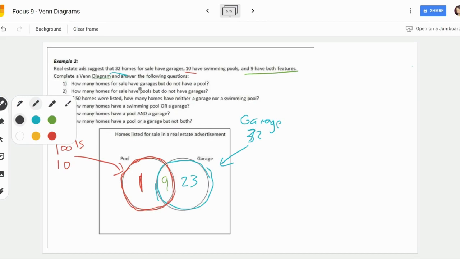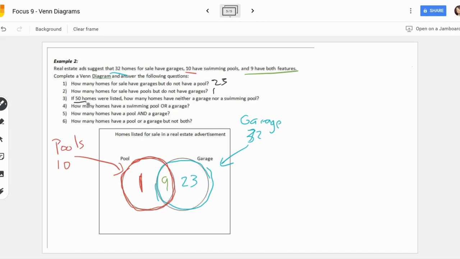How many homes for sale have garages but do not have a pool? What that's asking is the garages, that's this circle, but I can't say it's 32 because 9 of the ones that have garages also have a pool. That's the middle part of the Venn diagram, so we've already answered it. It's 23. How many homes for sale have pools but do not have garages? It's kind of the opposite question. 10 have pools, a full circle, but 9 of them are in the middle, have also garages, so just 1 left over.